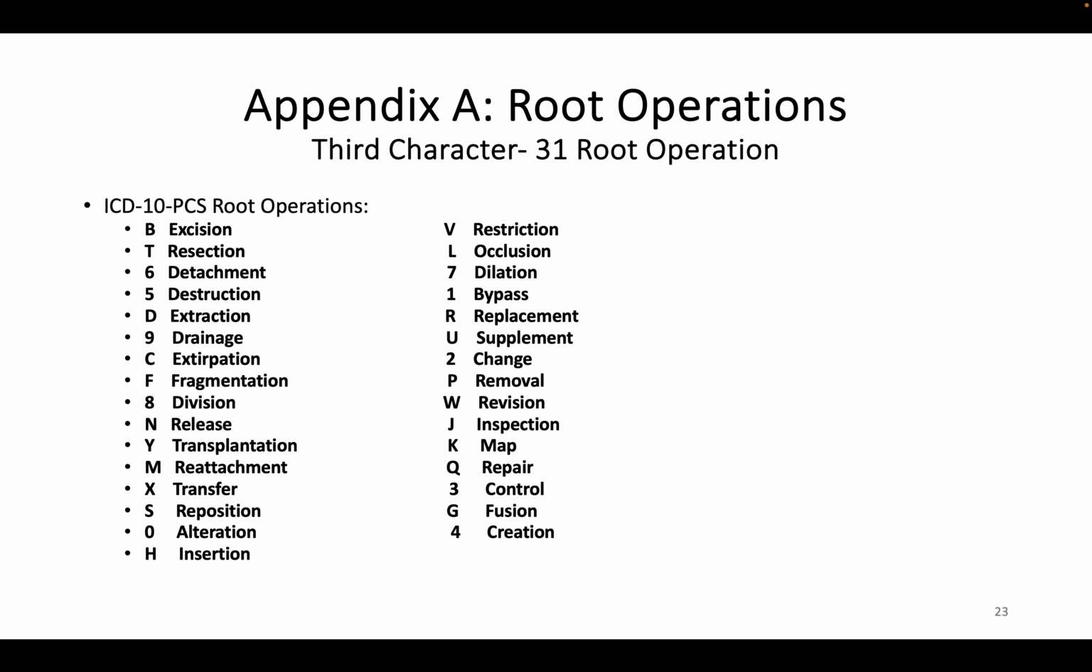Remember, excision is the cutting out or off without replacement of a portion of a body part. So an example of excision would be a breast lumpectomy. You're taking only a portion of the breast, just that lump. Resection is the cutting out or off without replacement of all of a body part. This would be your example of a total mastectomy. You're taking the whole breast. That is resection.